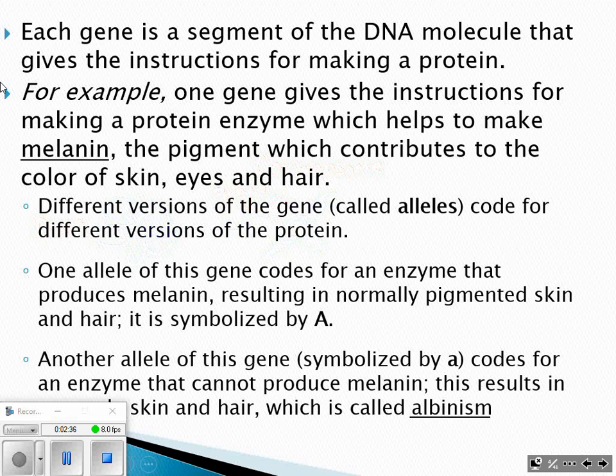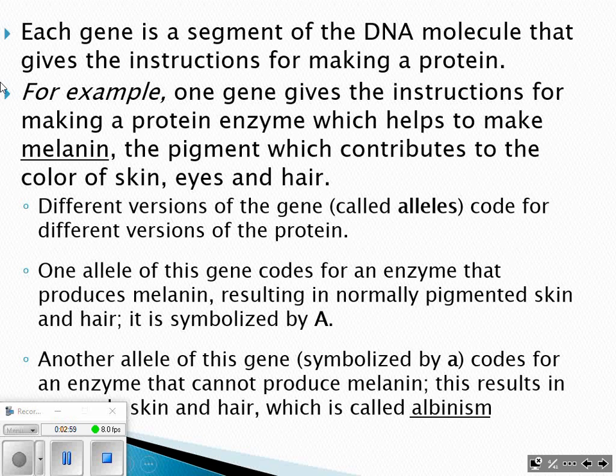So each gene is a segment of that DNA that gives instructions. It's a coding region. So it typically gives instructions for making a protein. One gene codes for a protein. One protein typically codes for one enzyme. So one gene gives the instructions for making a protein enzyme. And the one example I'm going to give you is one making melanin.